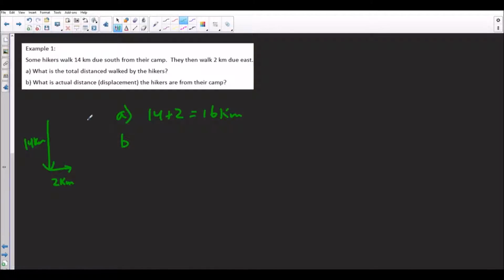B, what is the actual displacement the hikers are from their camp? They aren't 16 kilometers away from their camp as the crow flies. They're actually this distance away from their camp. To do that, all we did was add the vectors, and we just need to find this other side. So we need to find x. How are we going to do that? How are we going to find x? Well, this question might look familiar to you because this is a 90-degree angle. So we can just use Pythagorean's theorem.